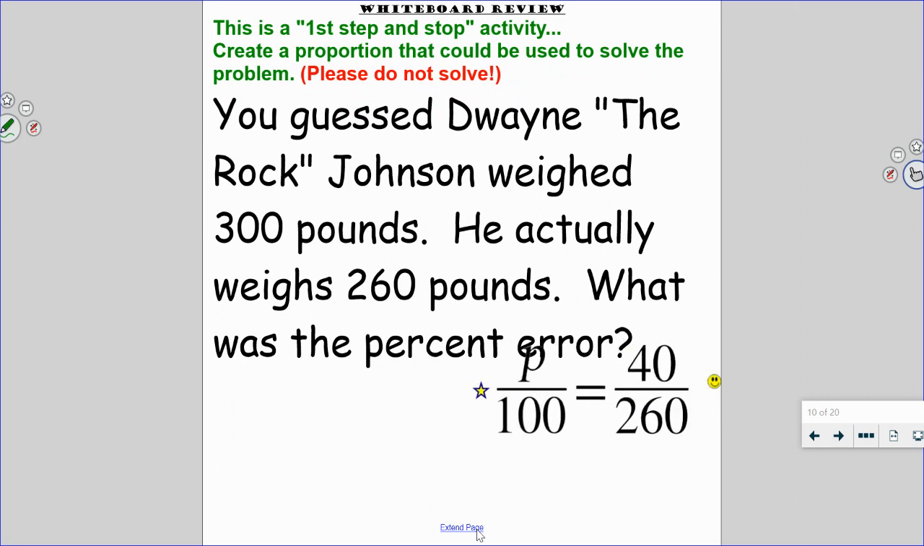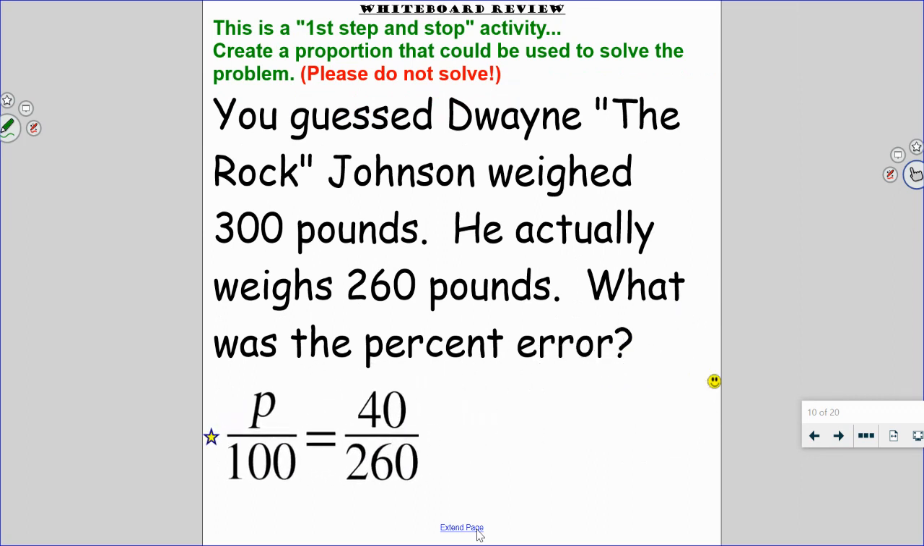It says percent of error, ladies and gents, therefore percent compares to 100. The exact amount is the easiest to find, but how much were we off? If you guessed 300 and it really was 260, then you're 40 off. Now, please notice you don't need to do a positive or a negative. That's not the point. If you really wish, you could write your final answer as you were such and such percent too high, such and such percent too low. But the question is just asking for what the percent of error is. If you want to, pause, solve, come back.